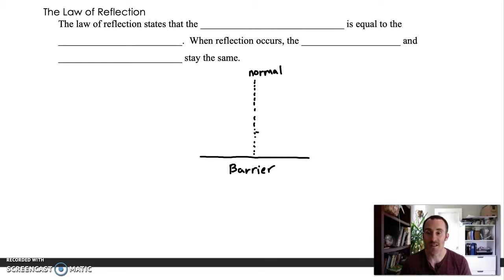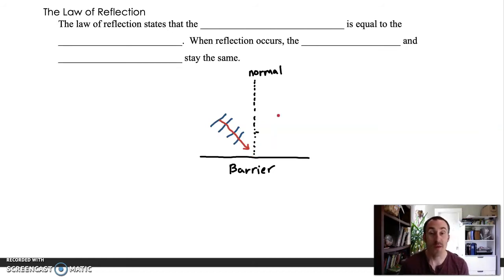So let's look at some waves coming in. I'm going to make them blue. We've got some wave fronts traveling toward the barrier at an angle. Let's say like this. And I'm going to use red for the wave ray. So perpendicular to these wave fronts is something like that. So the waves are traveling this way toward the barrier. They're going to strike the barrier, and then they're going to reflect off the barrier.